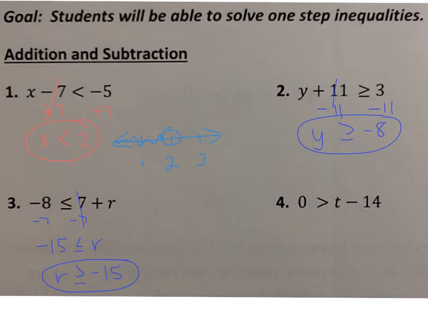Pause the video. Now that you've finished number 4, you should have added 4 to both sides, 14 to both sides. 14 is greater than t, and flipping the inequality around, t is less than 14.